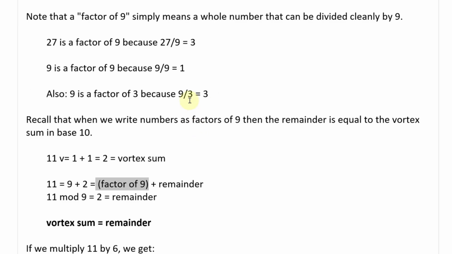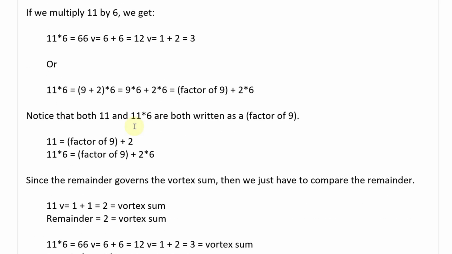Now we're just multiplying this whole number. For example, if you have 27 over 9 equals 3, and you multiply 27 by 3, 4, 5, 6, all you're doing is multiplying this 3 by 3, 4, 5, 6. So you're always going to have a whole number. In other words, it's always going to be a factor of 9. So when we multiply this inside, 9 times 6 plus 2 times 6, this 9 times 6 is just a factor of 9, because 9 times 6 divided by 9 is just 6. And then we have a remainder, or partial remainder because it's going to be greater than 9, 2 times 6.